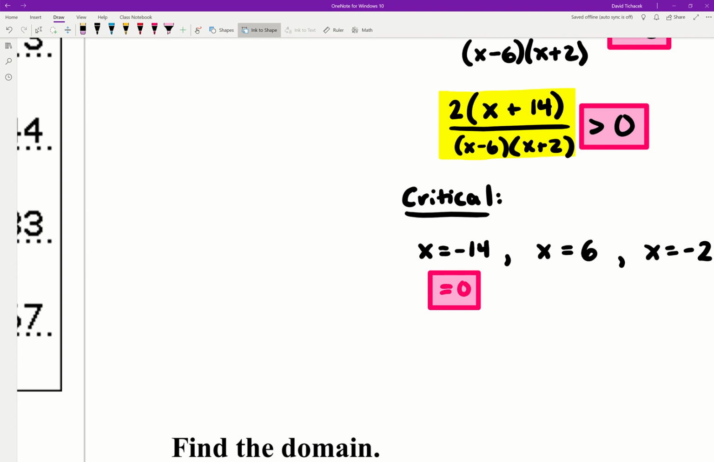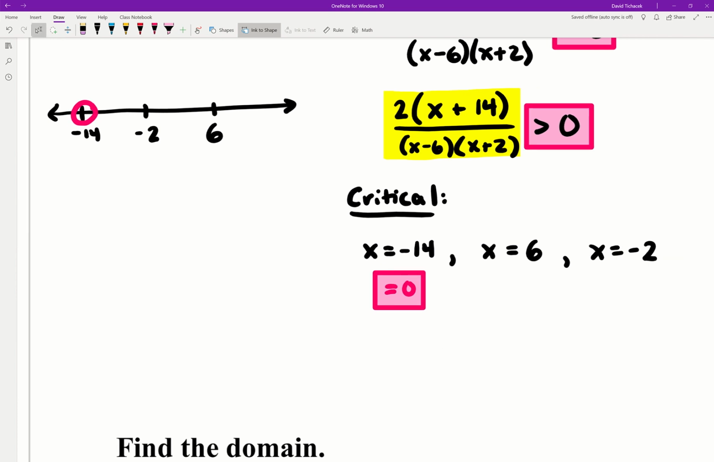Matter of fact, let's go ahead and draw that number line here really quickly. We're going to mark all of our critical numbers. So we have negative 14, we have negative 2, and then we have positive 6. What we just learned is that when we plug in negative 14, it's going to make the whole thing equal 0, not be greater than 0. We're going to have an open dot at that value.